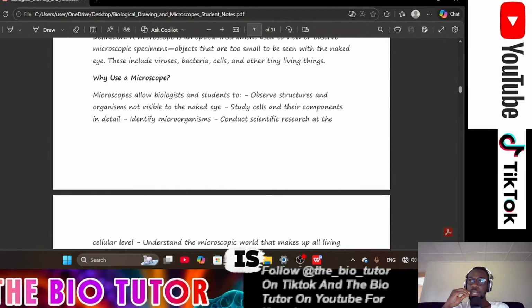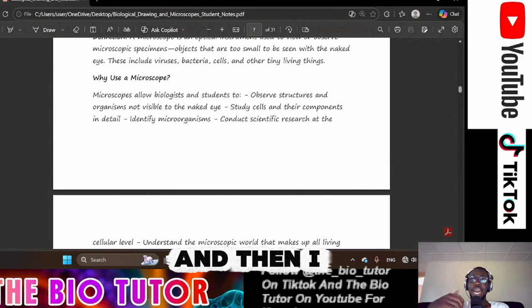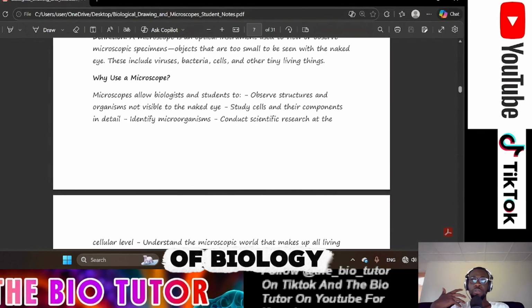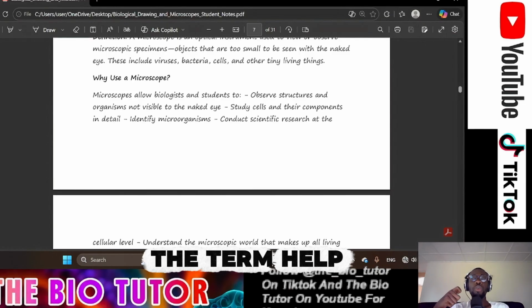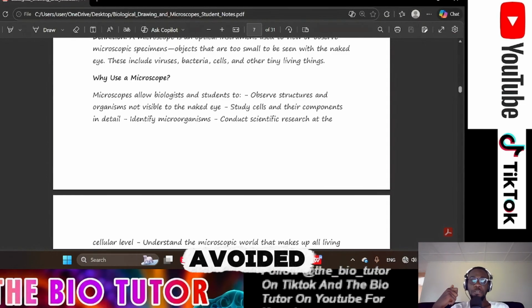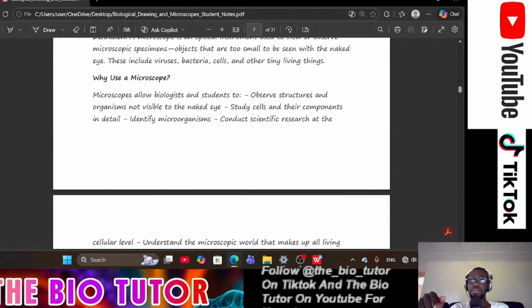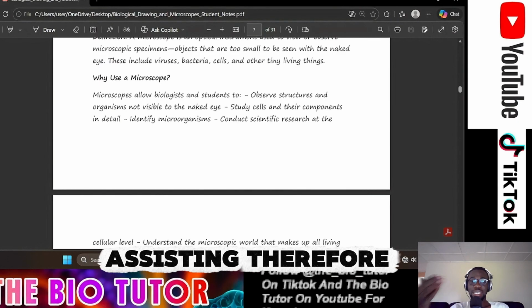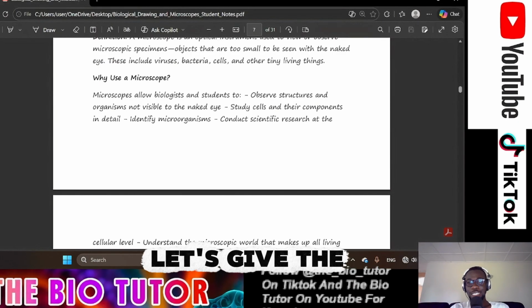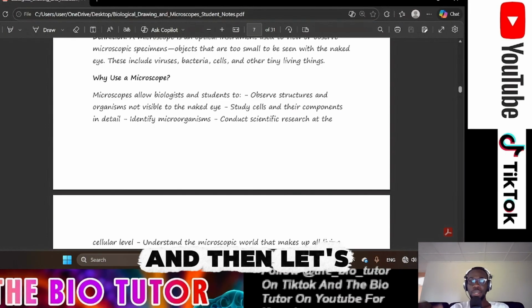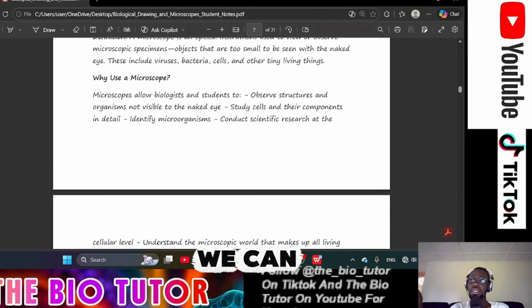Now, one mistake we normally make, which I just did, and I want to rectify it, is that in the process of biology, the term help should be avoided because it is the job of the instrument, it is not aiding or assisting. Therefore, let's give the reason why we use a microscope again, and let's see how best we can give the reason.